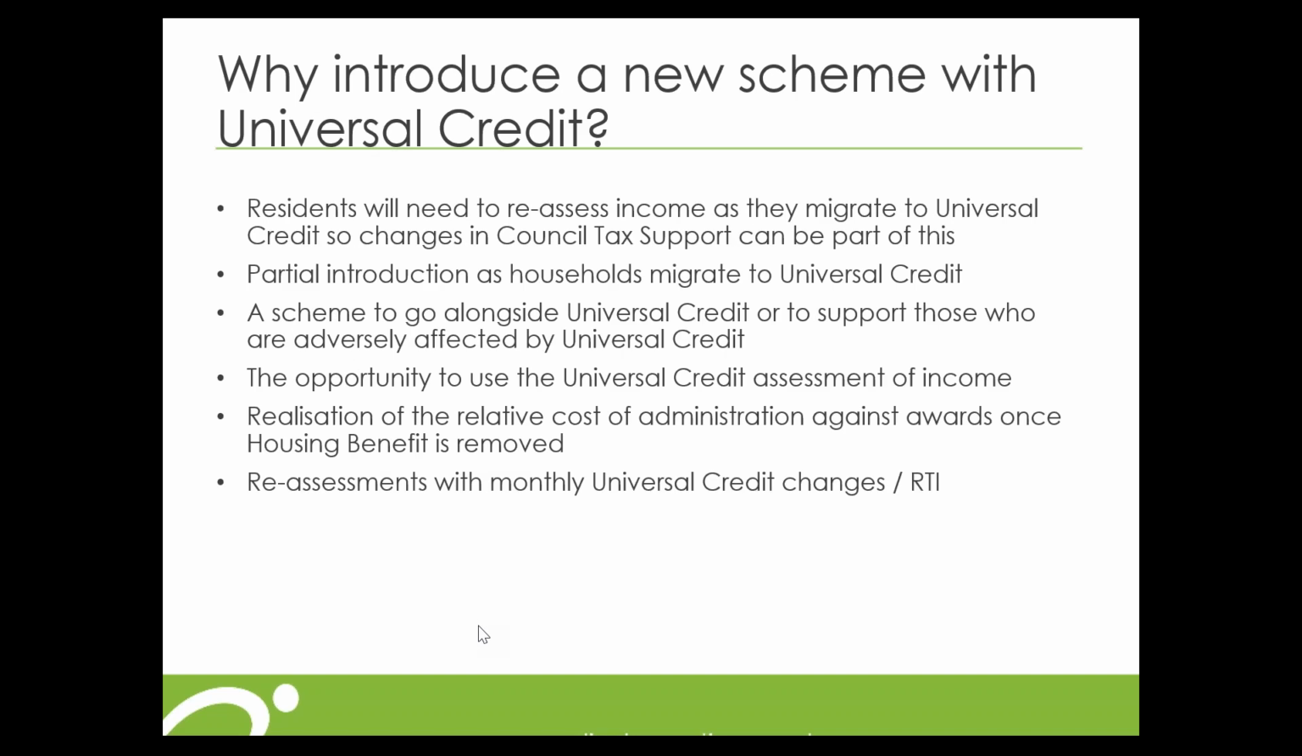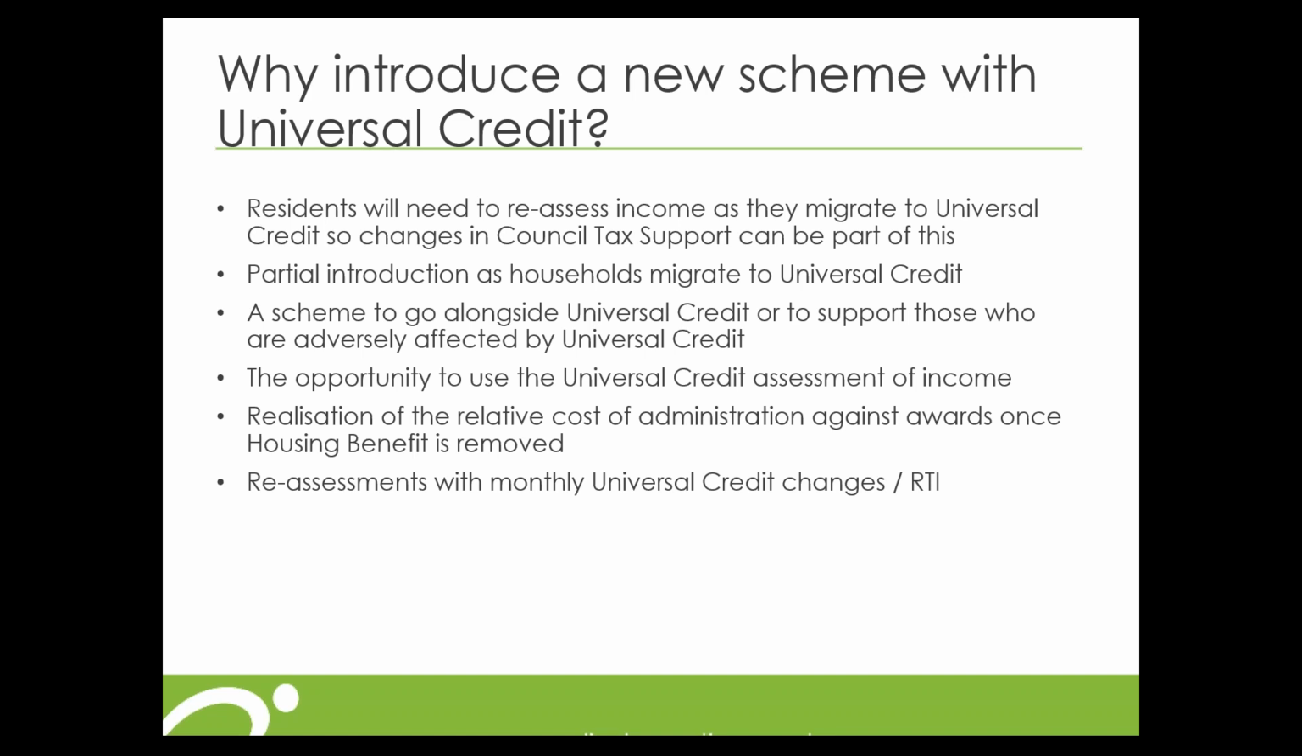So why are people looking at introducing a new scheme with the move to universal credit? One of the reasons we're hearing is that residents will need to reevaluate their household income anyway, and council tax support can be part of this. It's also such a big change, and local authorities, if they're introducing a new scheme, can do it partially. They can move certain people over to the new scheme as they move onto universal credit, and retain the others on the legacy scheme, which is a nice way for staff. It does obviously necessitate running two schemes side by side, but it's also a sort of test and learn process.